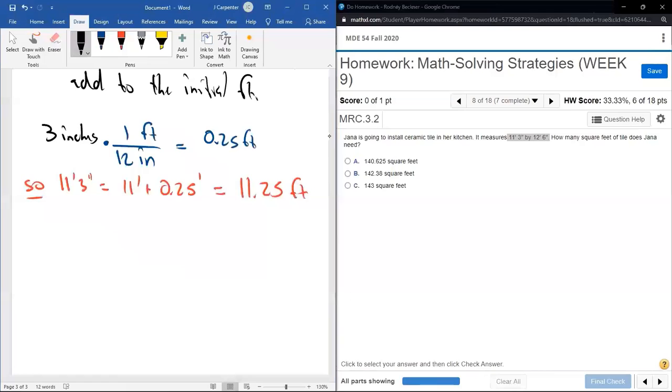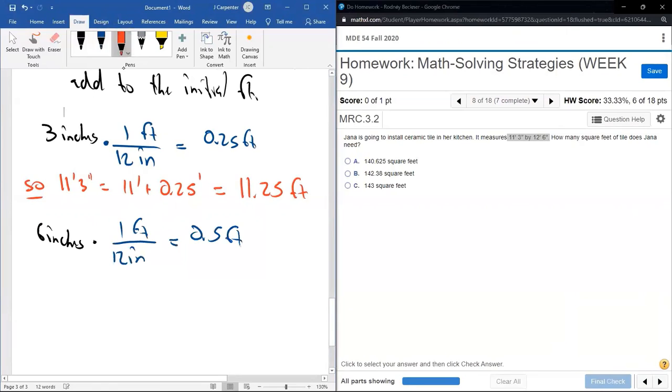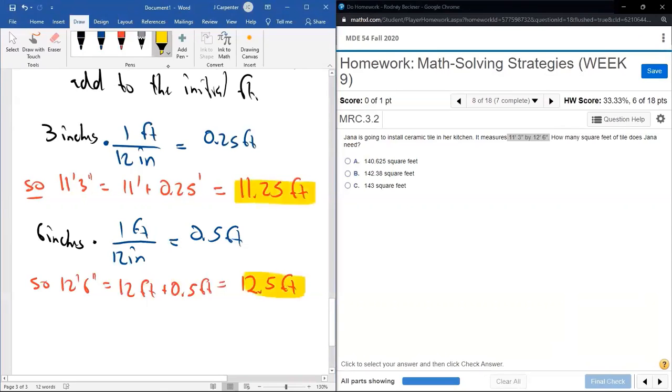Now let's work on the 12 foot 6. So we got 6 inches. We need to know how much of a foot is that. Clearly we're multiplying inches in the bottom, feet in the top, and it's still 1 to 12. 6 and 12 will reduce to a half, so you get 0.5 feet. So the 12 foot 6 inches is really 12, I'll do it with the units written in words this time, 12 feet plus 0.5 feet, which is 12.5 feet. So these are our dimensions purely in feet.